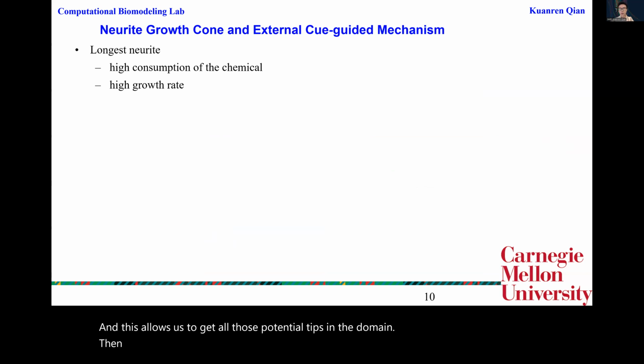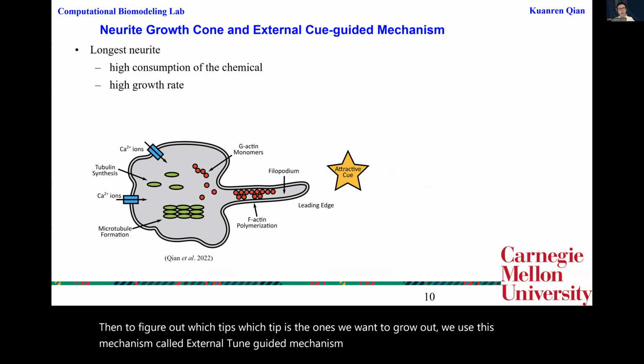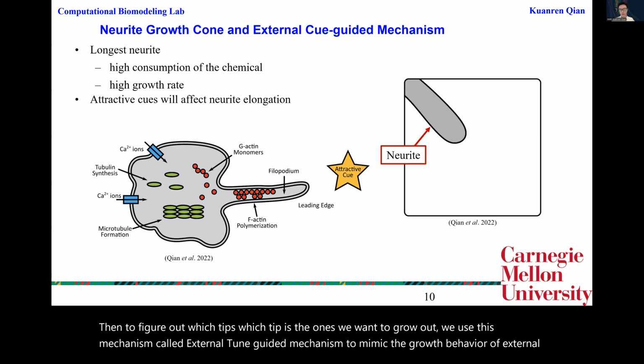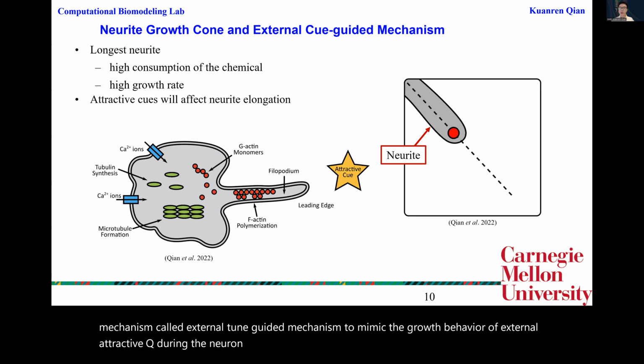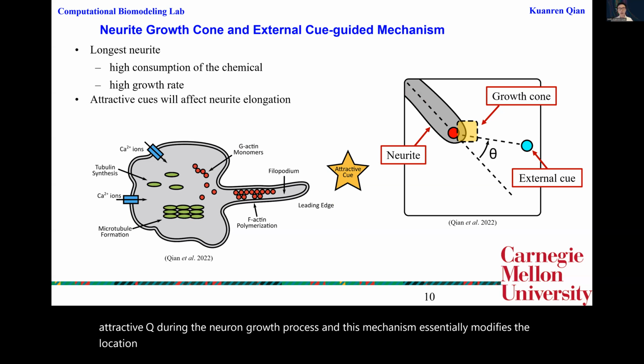Then to figure out which tips are the ones we want to grow out, we use a mechanism called the external cue guided mechanism to mimic the growth behavior of external attractive cues during the neuron growth process. This mechanism essentially modifies the location of the growth cone to attract the neuron to grow towards the external cue.